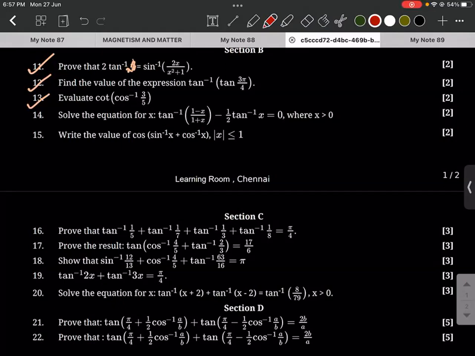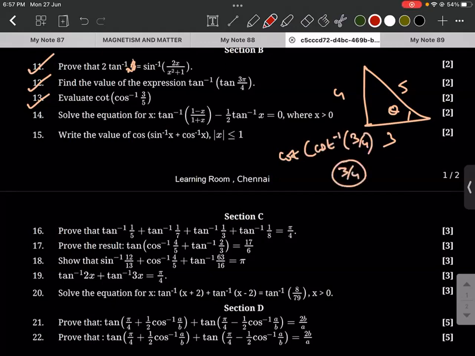So if I need to eliminate the inverse function inside, cos inverse is to be converted. Look at the outside trigonometric function. It is in terms of cot. So I should convert cos inverse in terms of cot inverse. So draw a triangle. If I take theta, this is 3, 5, and this is 4. Then cot is 3 by 4. So cot of cos inverse of 3 by 5 will be 3 by 4. That's it. Simple, no?